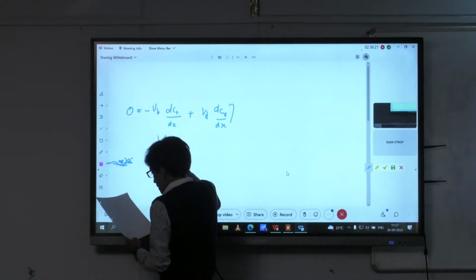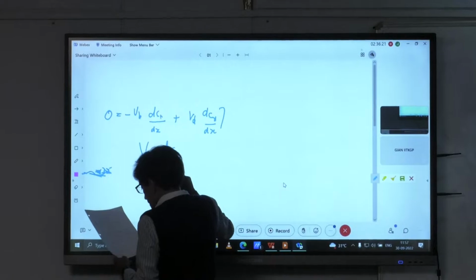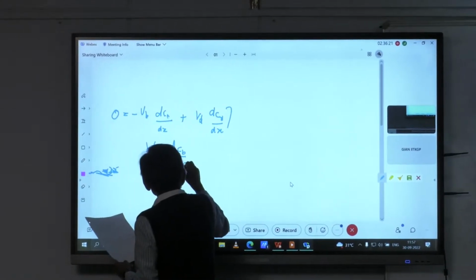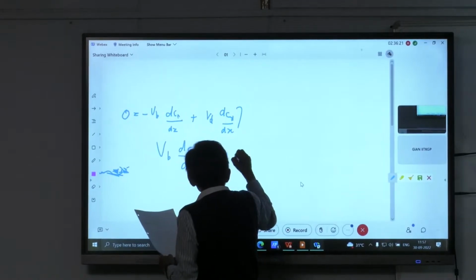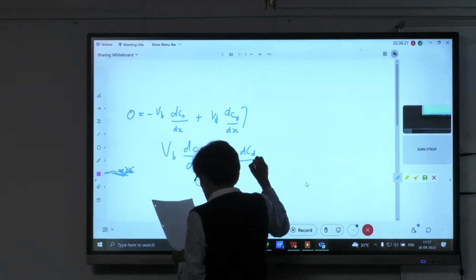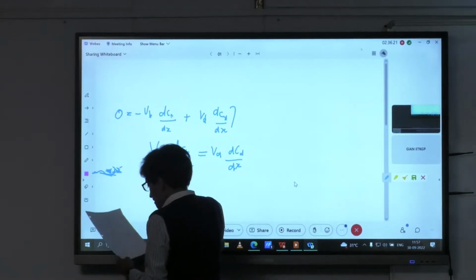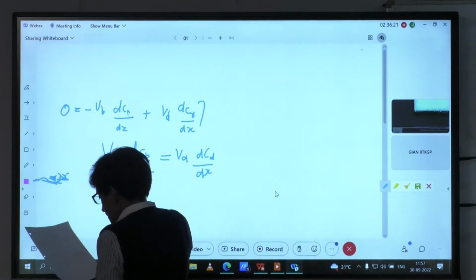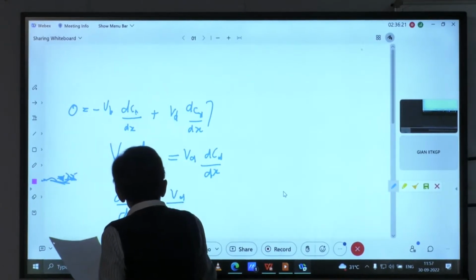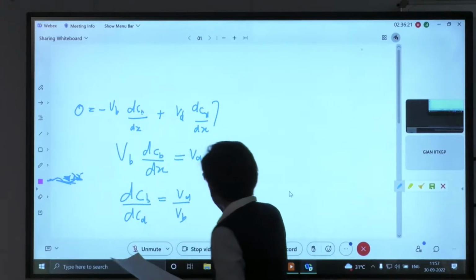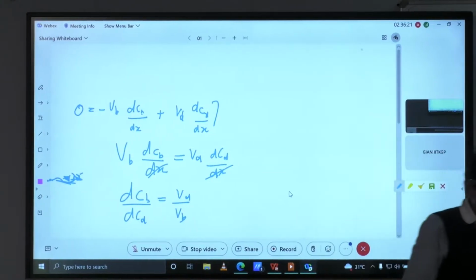Vb dCb/dx, remember, Cb is concentration in the blood, a function of x, equals Vd dCd/dx. And then we do something that I always think is rather interesting. We say dCb/dCd equals Vd divided by Vb. And I always think that's funny, but we say the dx's cancel, okay? So they don't really cancel.